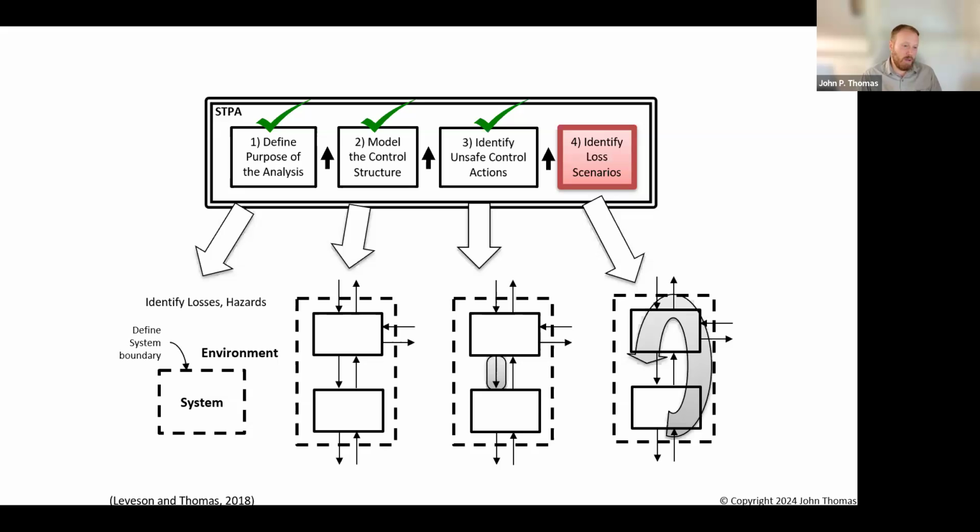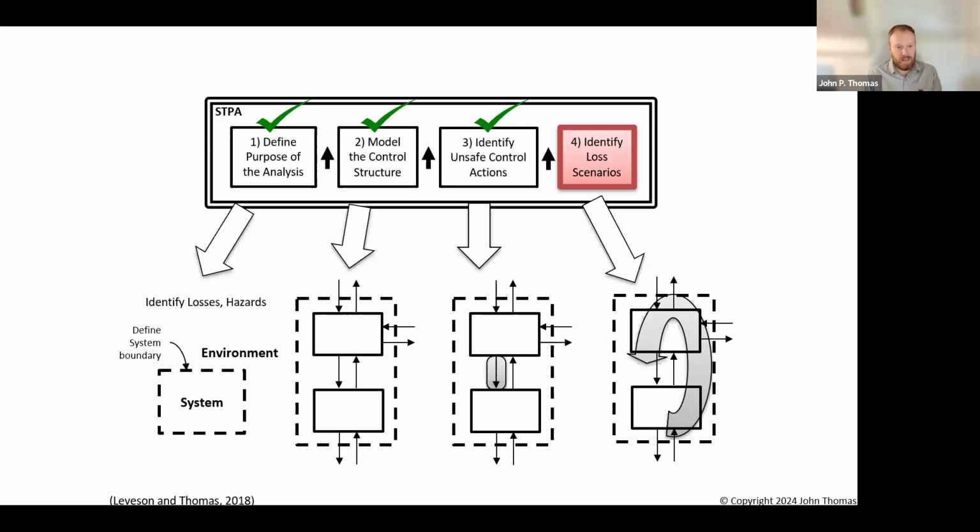Step 3, where you analyze the unsafe control actions. These are always going to be downward arrows in your control structure. These are the means you have to affect change in your system and achieve your goals. But the control actions could be unsafe. And so we want to identify how they can be unsafe in step 3.